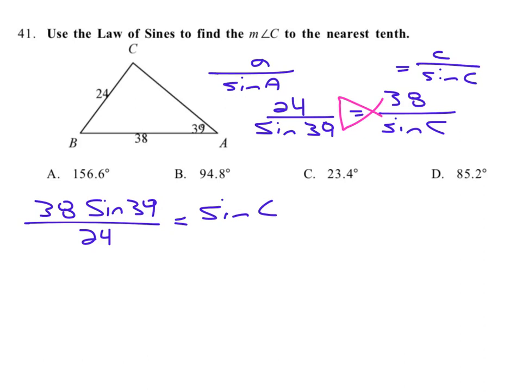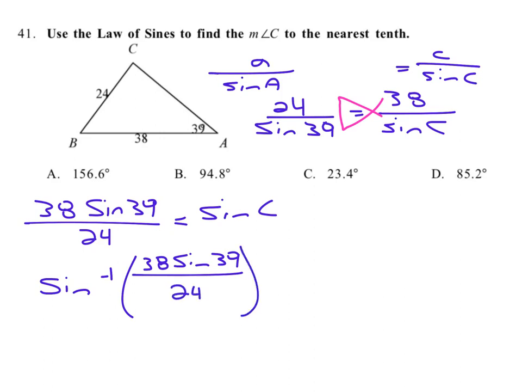Whenever you're looking for an angle, in this case they're saying find the measure of angle C, then what you need to do is the inverse operation of the ratio you've got. So what do we have to do? We say the inverse sine of that entire ratio, 38 times sine of 39 all over 24 will equal angle C.